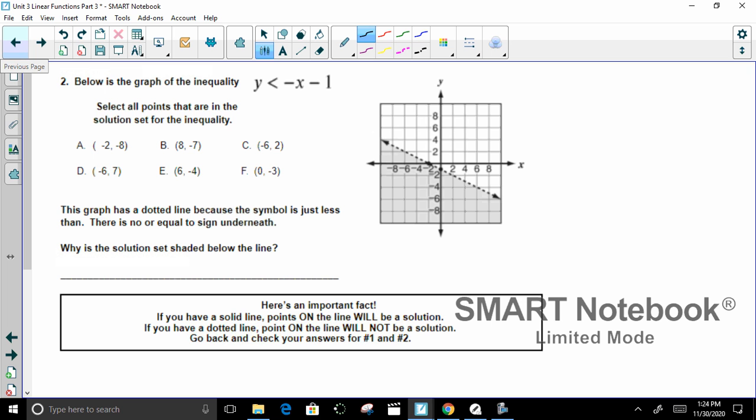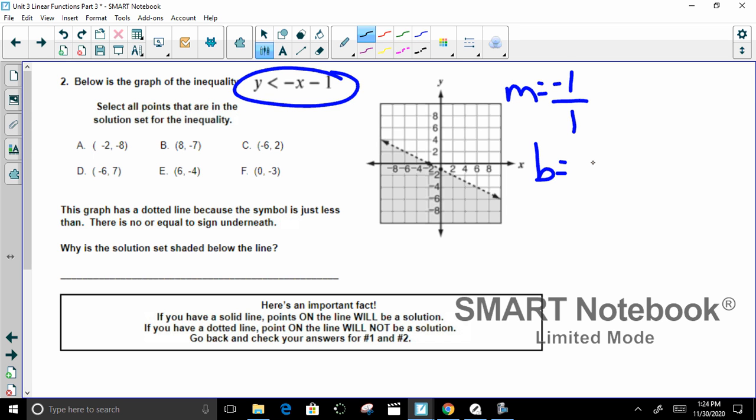All right, number 2. Let's make sure this is graphed correctly. It looks to me like y is by itself, so it's ready. My slope is -1, make it a fraction. My y-intercept is -1, so I start at -1 on the y-axis. I go down 1, right 1, but this is counting by 2's. Just be cautious of that, but it's a less than, so it shades below.